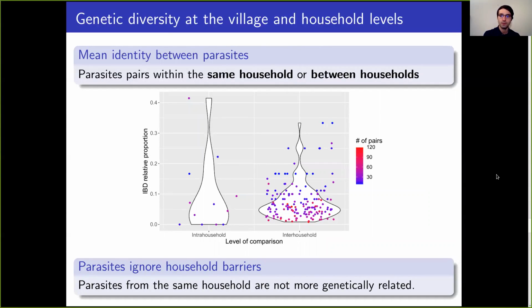We did exactly the same, this time using households. In this case, on the left, you have data points showing the IBD values obtained from sequences coming from the same household, and on the right, from sequences coming from different households. As you can see, we could not spot any difference between these two groups. As a result, we can conclude that a parasite coming from the same household is not more genetically related to parasites coming from the same household. Then parasites seem to ignore household barriers in our case and recombine with other parasites coming from other households.